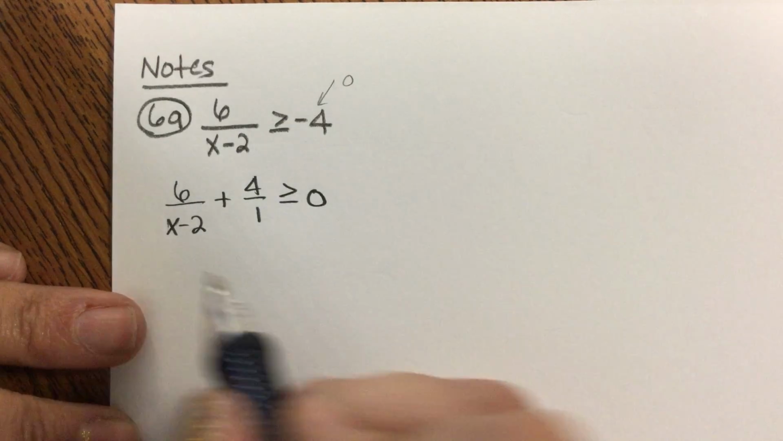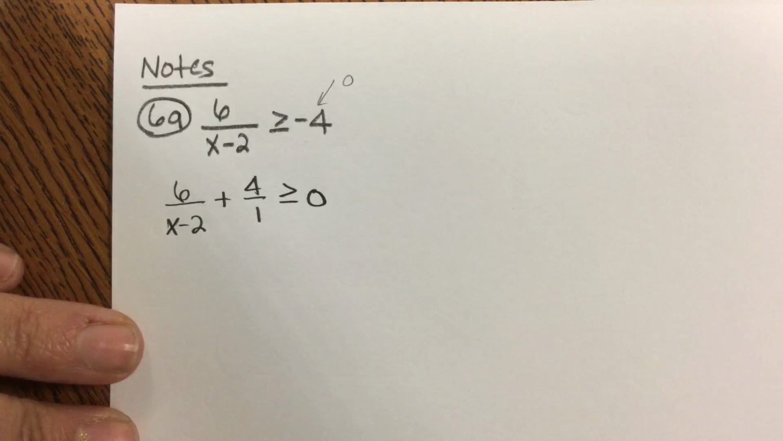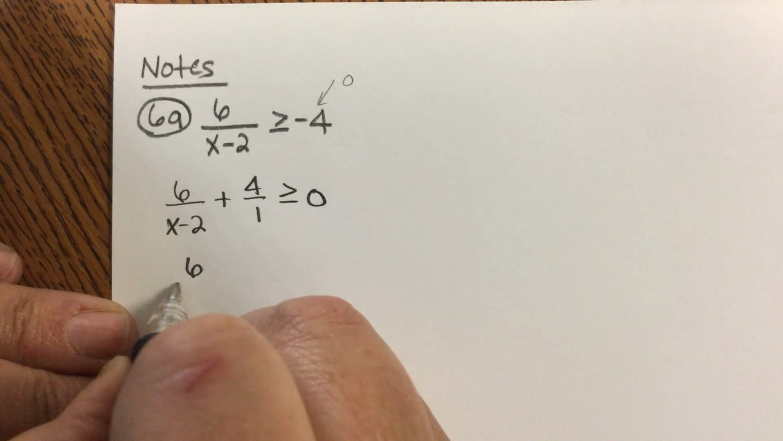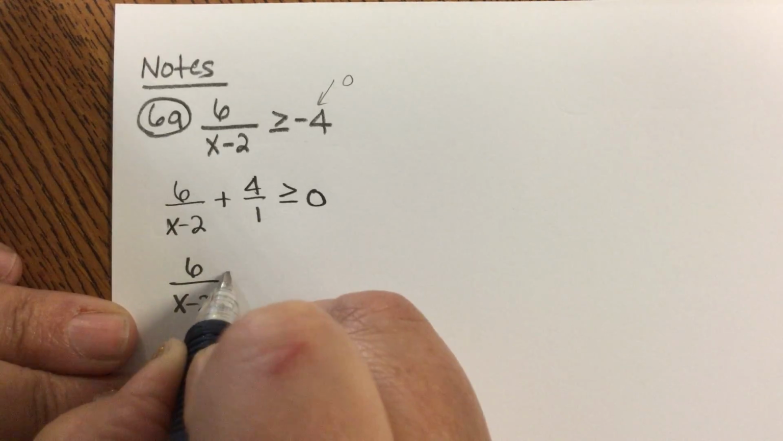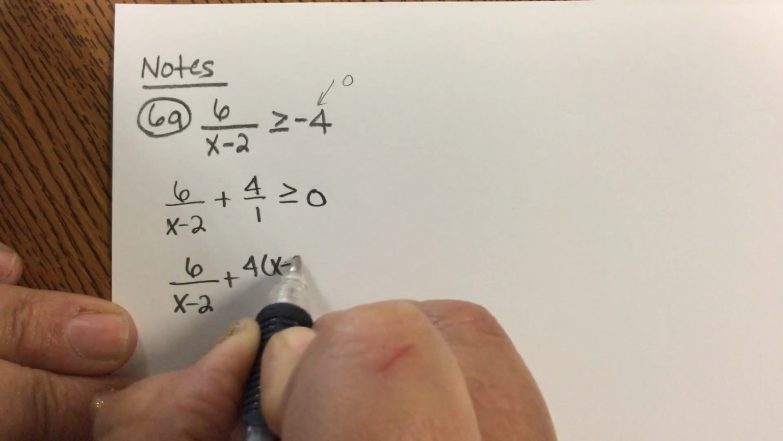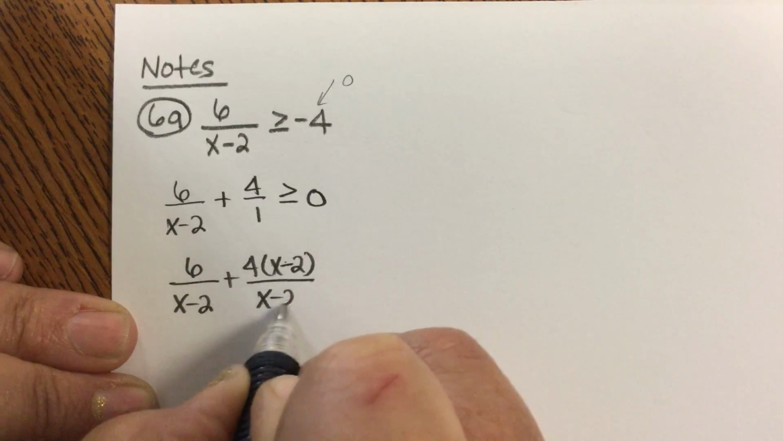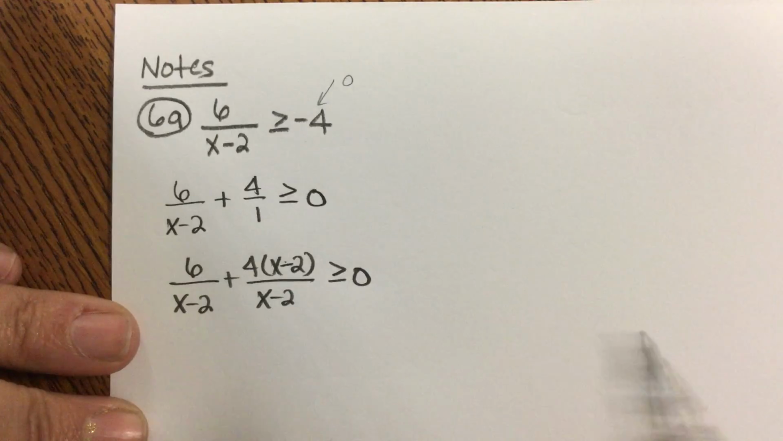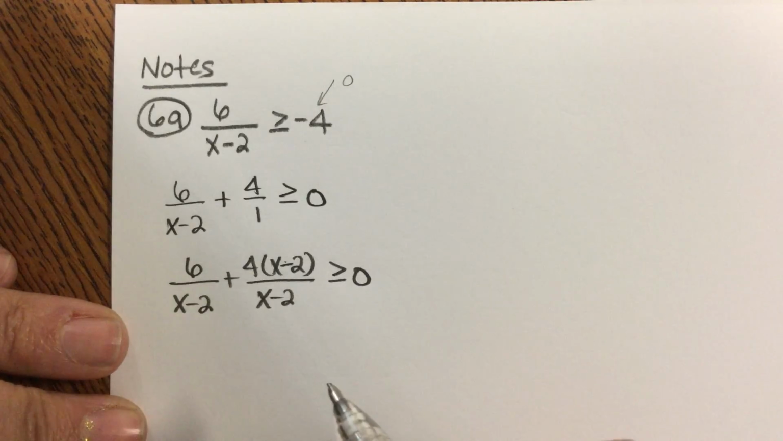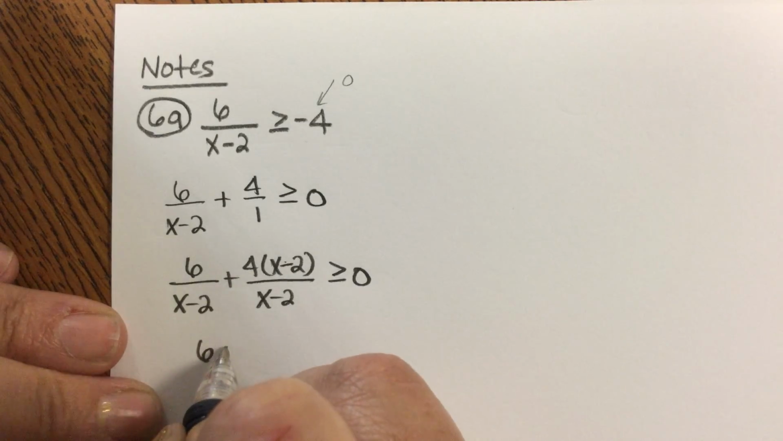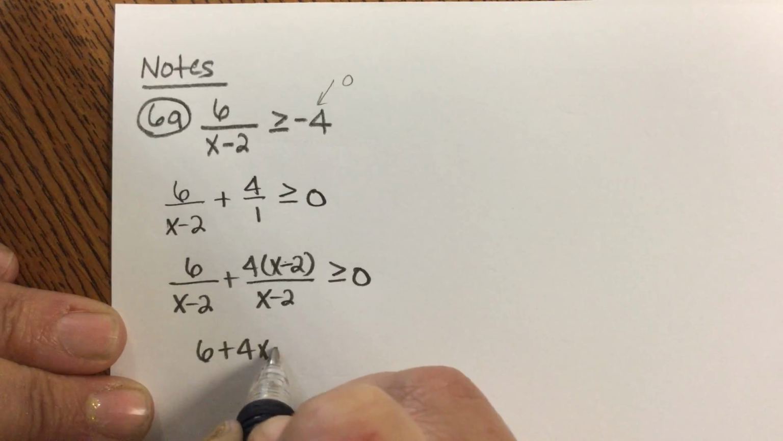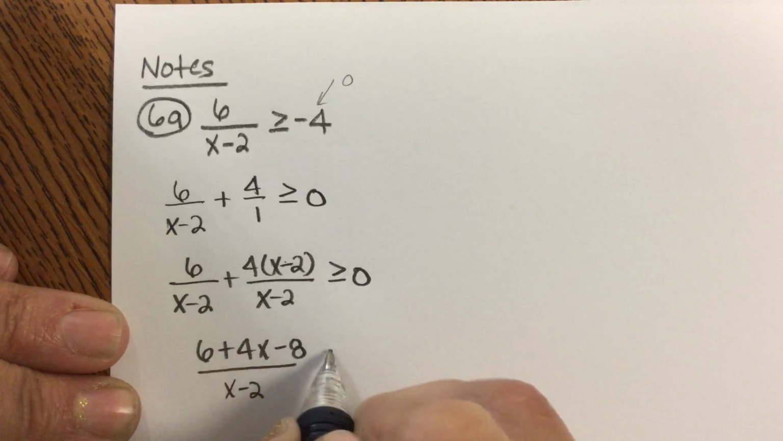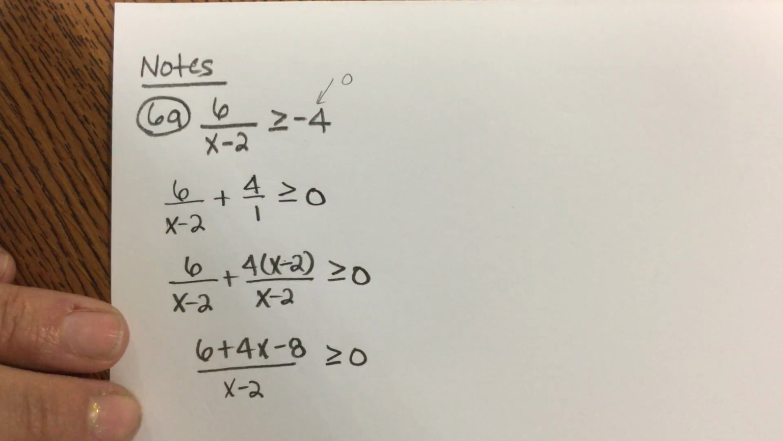I need a common denominator in order to put these together so that I just have one fraction. The common denominator is going to be x minus 2. Now that I have the same denominator, I can go ahead and put the numerators together. So I have 6 plus 4x minus 8 all over x minus 2 is greater than or equal to 0.